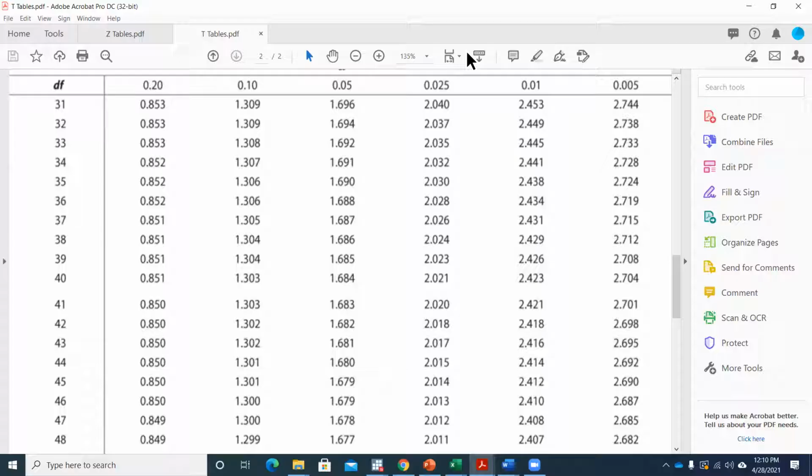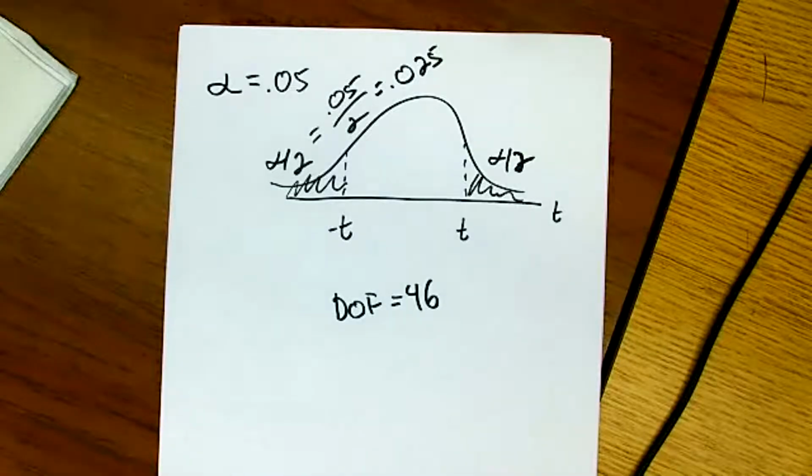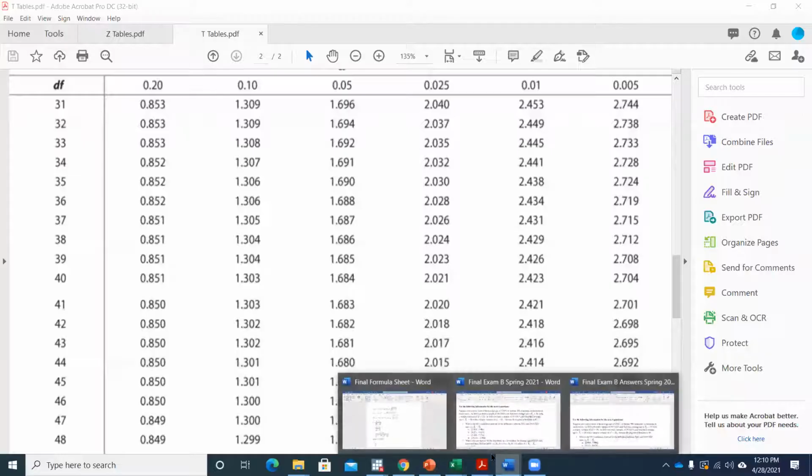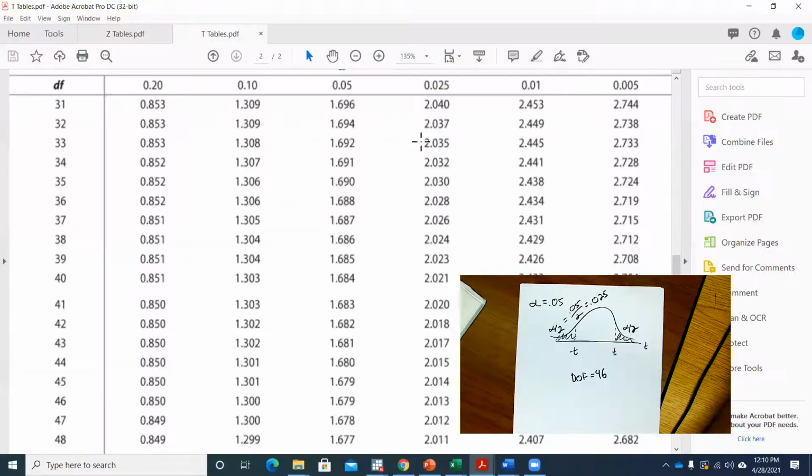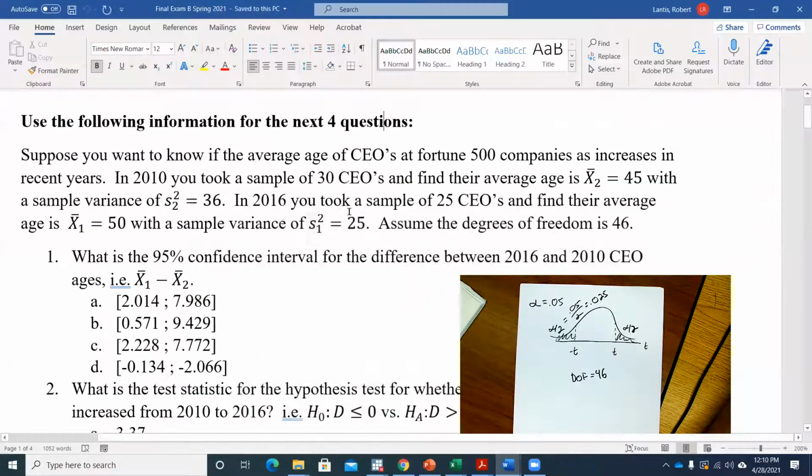Okay? So that's going to be that t value that we plug in here. So really at this point, it's just a matter of writing everything out in the context of our example. So I'll leave this up here as we work through this.